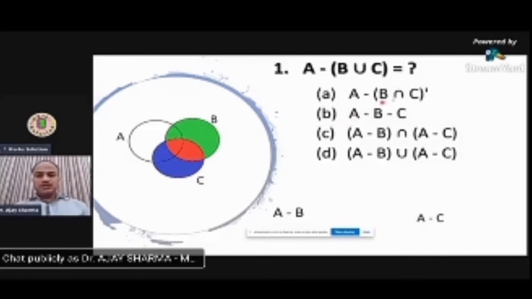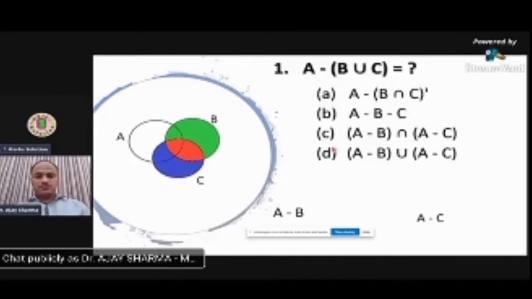Now, the first option, certainly it is not correct, because (B intersection C) whole complement is all the portion except this red one. So if we subtract this portion from set A, obviously this is not going to be this white portion. This is our required portion. Now let us see the next one. A difference B is this portion, and from that we exclude set C also. So this is also not going to be the required portion.